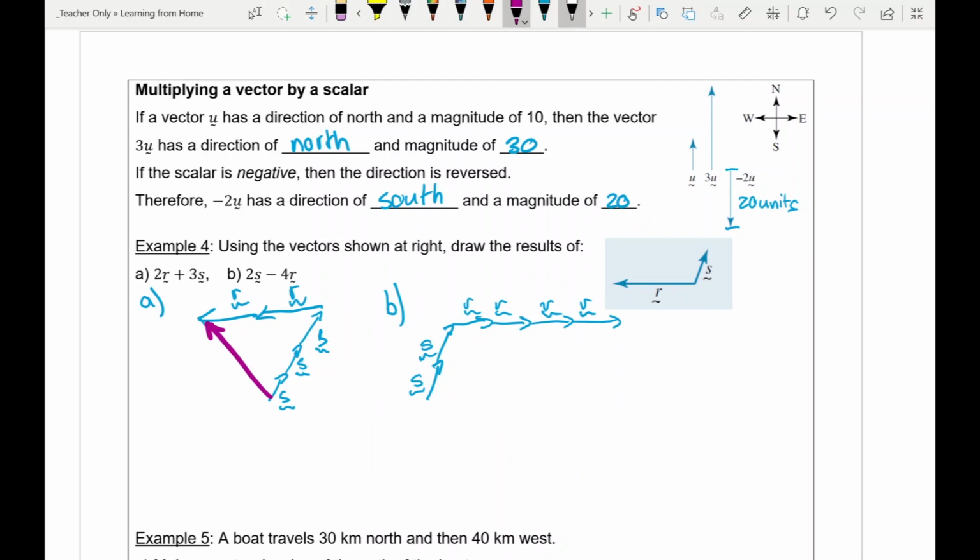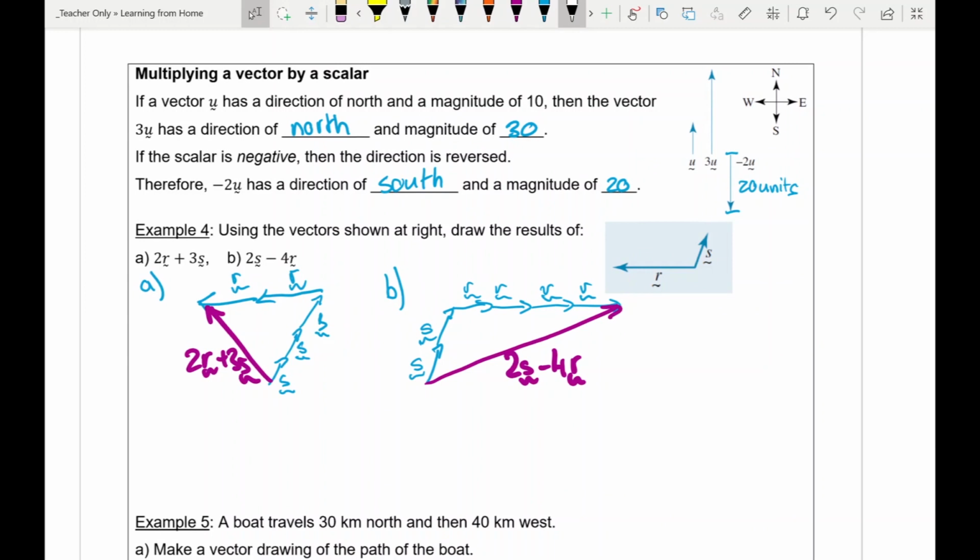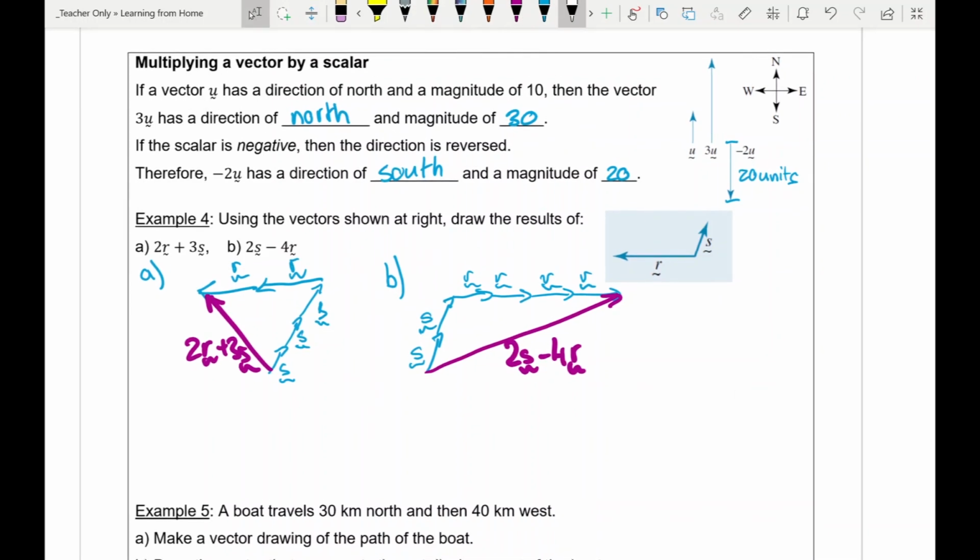We can see that our resultant is coming through like that. So let's label these resultants. We've got 2S minus 4R and 2R plus 3S. So all we're really doing is repeated addition, right? We're adding the vector R 4 times, we're adding the vector S 2 times, or in this case subtracting. That brings up a good point. These should be negatives.